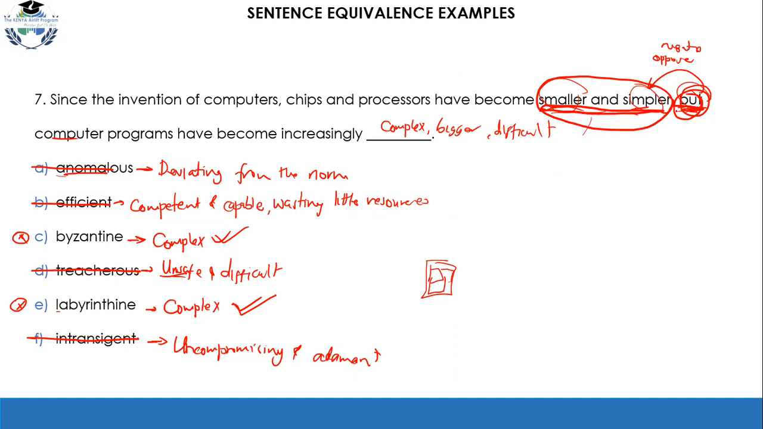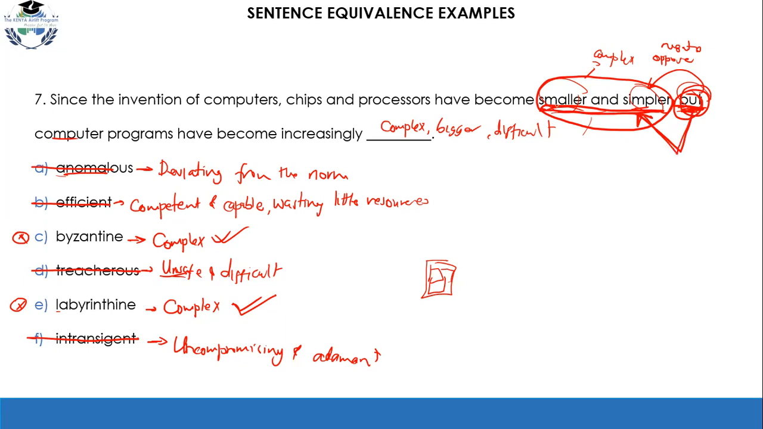So the sentence goes, but computer programs have become increasingly blank. So the but here means it's opposing the smaller and simpler, right? So efficient here does not really oppose whatever smaller and simpler is, right? The but here means we need to oppose what smaller and simpler is. So if it's smaller and simpler, we need something to be more complex, right? So more complex is what we are looking for, because the opposite of smaller and simpler is something complicated, something complex here, right?